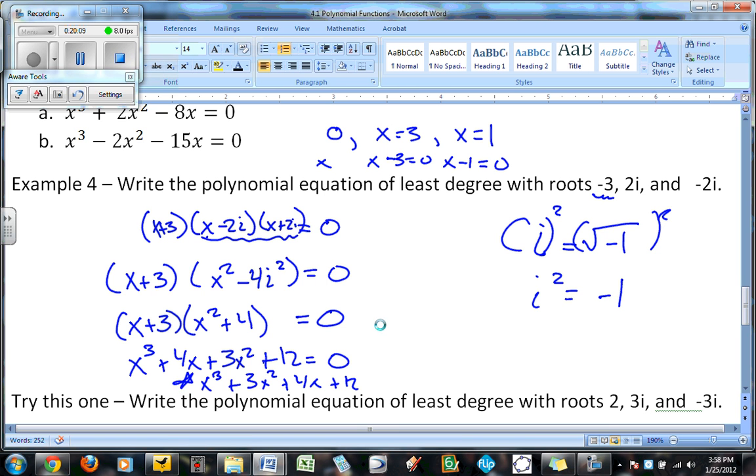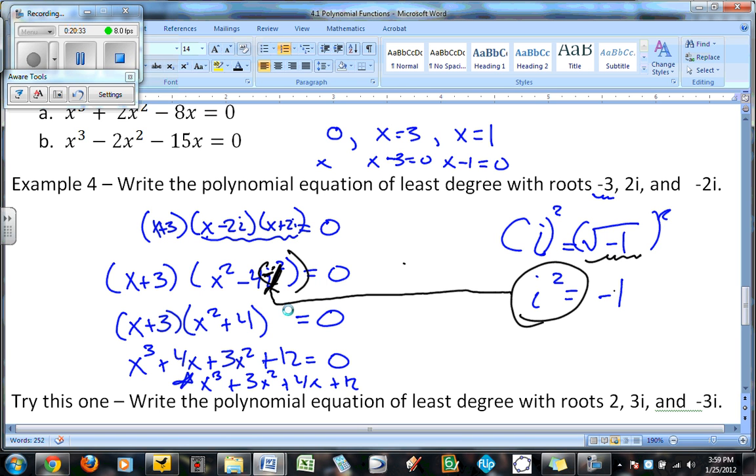So if that i part confused you, go ahead and rewatch it, but it should make sense that if i equals the square root of -1, if we square both sides, it gets rid of the square root sign, so i squared equals -1. All I did is substitute that in right here where I saw an i squared, and I made this -1 and multiplied these two guys and got a +4.